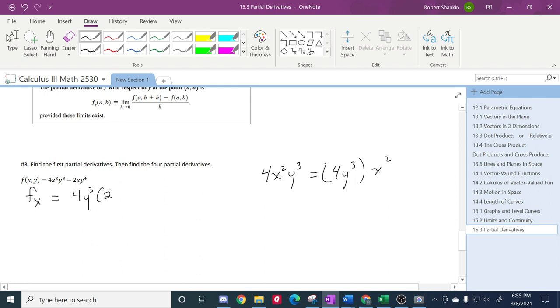2 times x. And then, so we did that with the first term. Now we go to the next term. And we think of this next term as minus 2y to the 4th as the constant out front times x. And the derivative of a constant times x is just the constant.